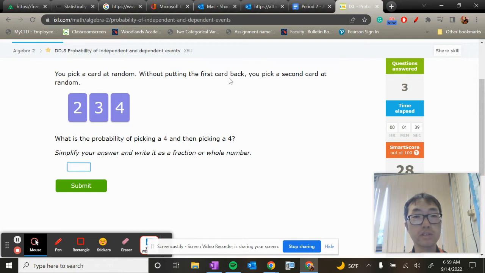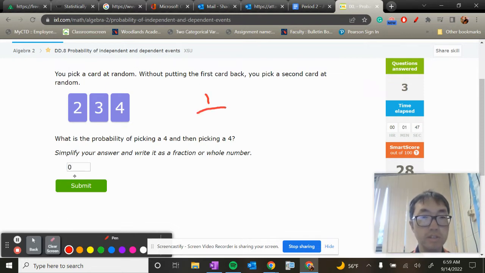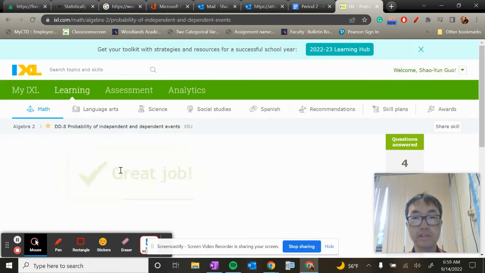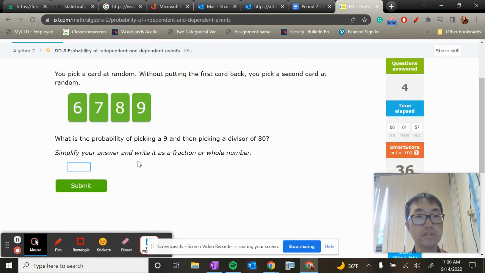without putting the first card back. So it's actually impossible because it's 1 out of 3 and then the 4 is gone. So 0. What a funny question there.